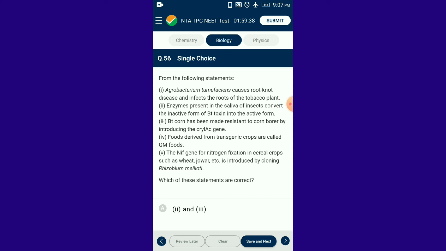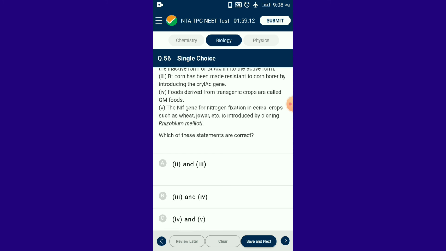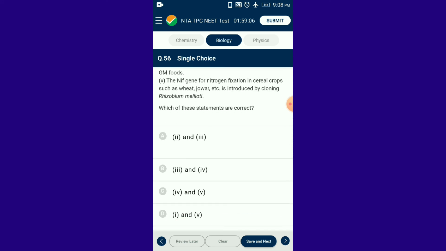So the third one is also wrongly given. See the fourth one. Foods derived from transgenic crops are called genetically modified foods. That is a correct statement. See the fifth statement. The NIF gene for nitrogen fixation in cereal crops such as wheat, jowar, etc. is introduced by cloning Rhizobium meliloti. So that is also correct. From the given five statements, statement 4 and 5 alone are correctly given. So the correct option is C.